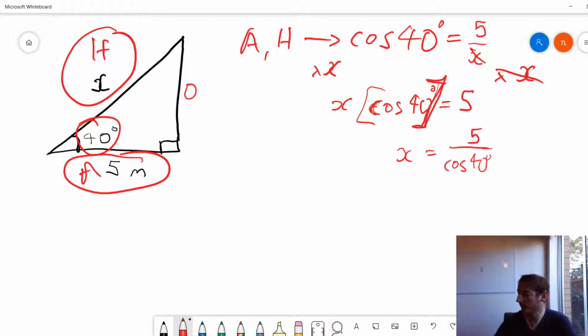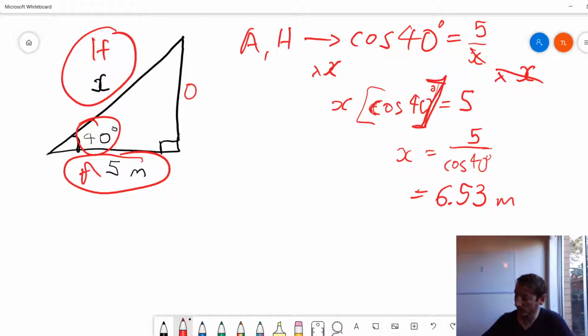Now on your calculator, when you type that in, you're going to have to finish the bracket at the end of cos 40, and I get 6.53 meters. Now you've got to finish the bracket. You don't usually when you're multiplying, but with the brackets it gets a bit fussy, so make sure that you are finishing that one off.